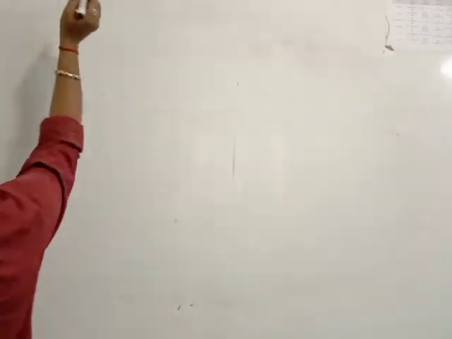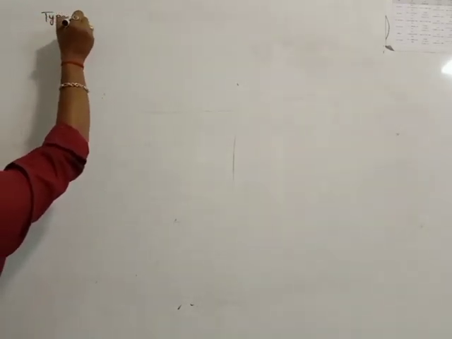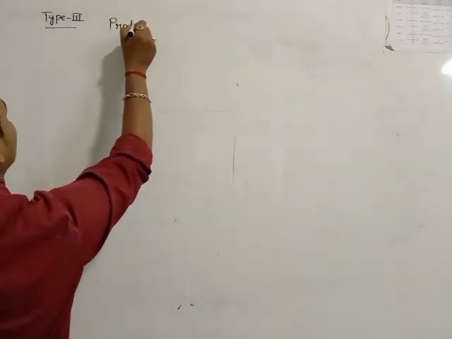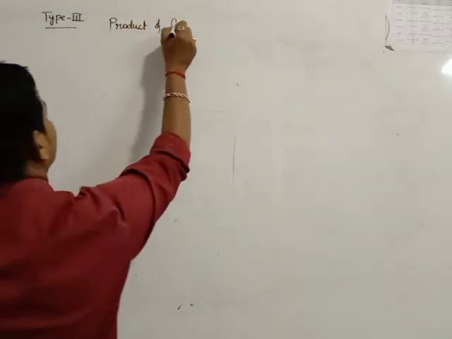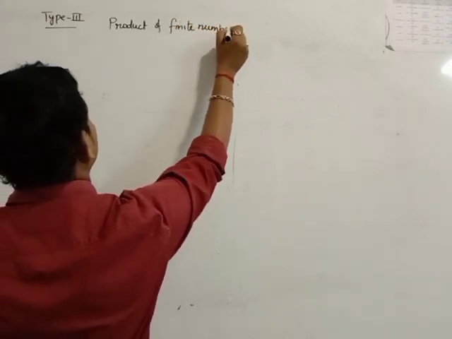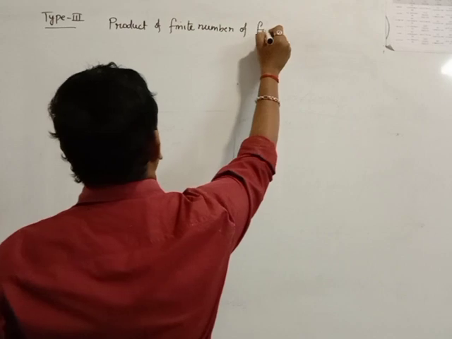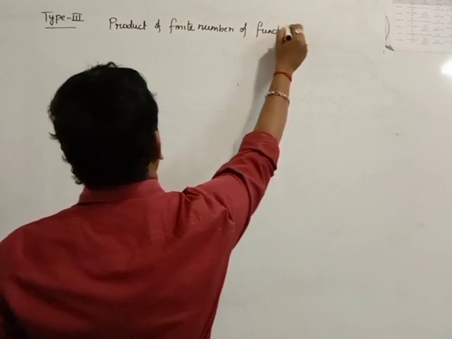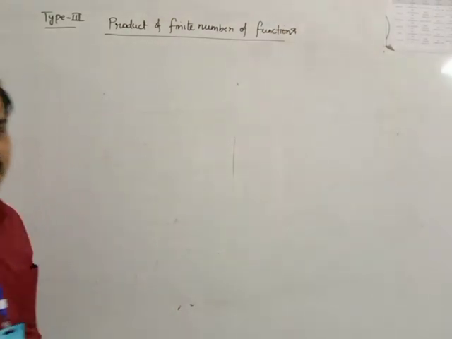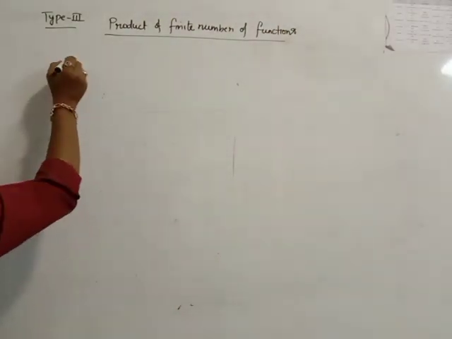See, type 3: product of a finite number of functions. Product of the finite number of the functions. Okay, I will give an example for that.